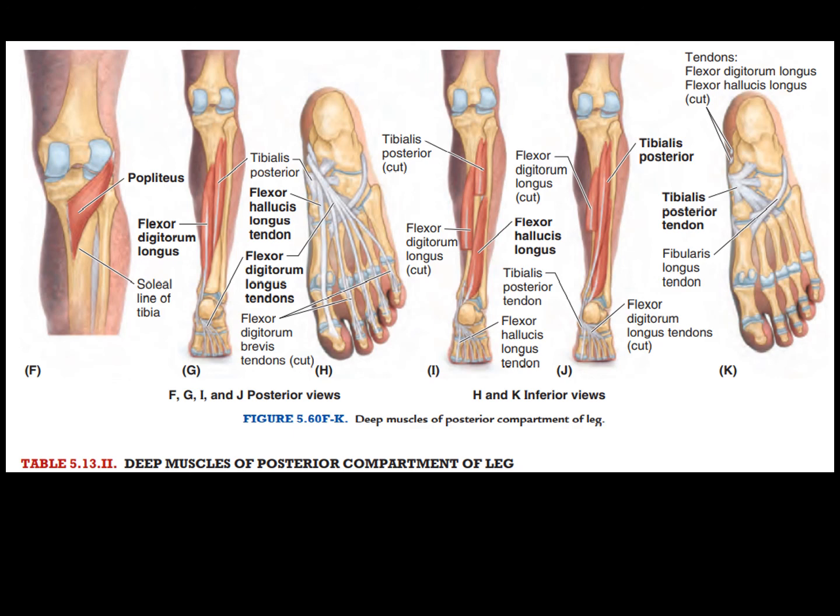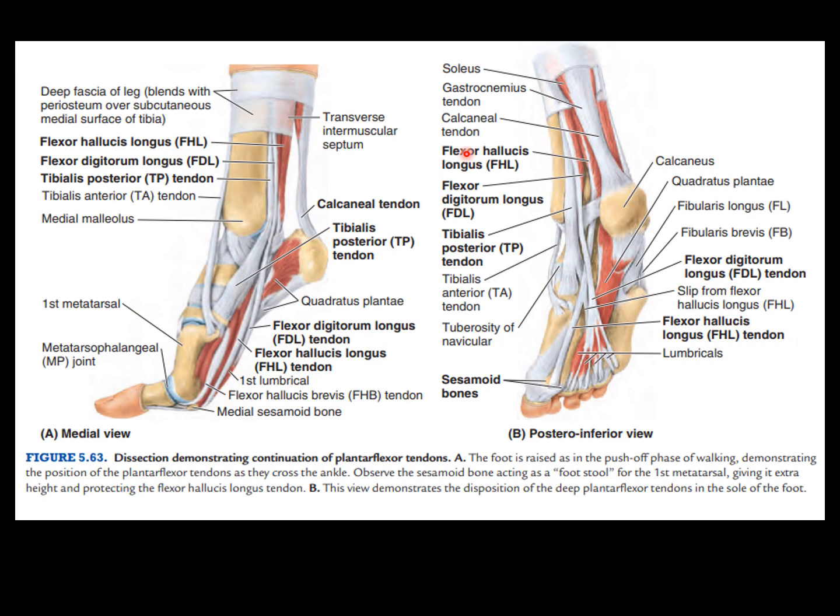So these are the muscles of the posterior compartment of leg. Popliteus, flexor hallucis longus, flexor digitorum longus, and tibialis posterior. This diagram is also showing you the transverse intermuscular septum, which is dividing the area into superficial and deep compartment. As you can see, these are the muscles of superficial compartment, soleus as well as gastrocnemius, forming the calcaneal tendon, which is attached to the posterior part of the calcaneal bone.